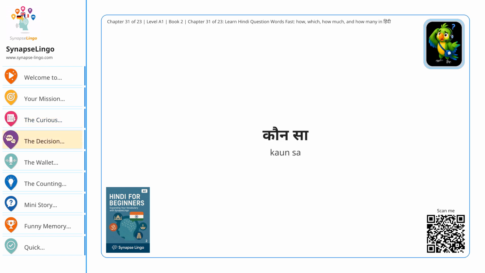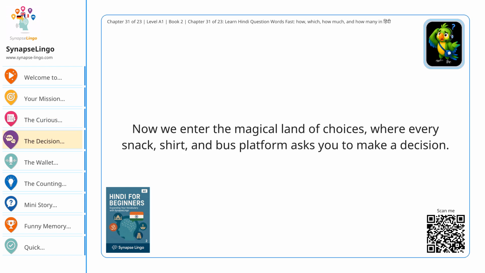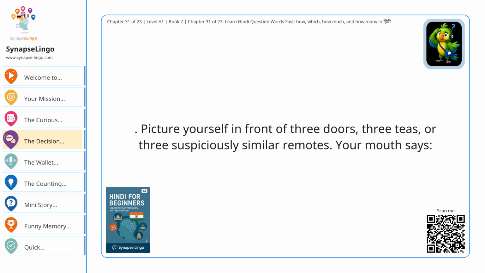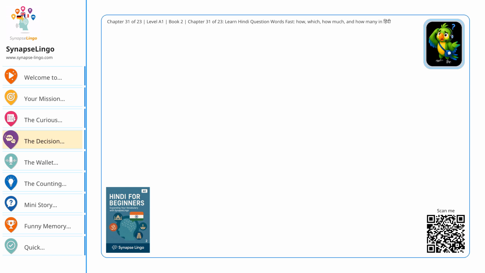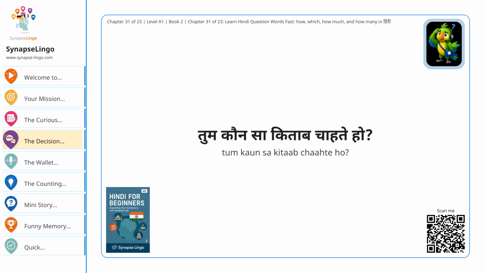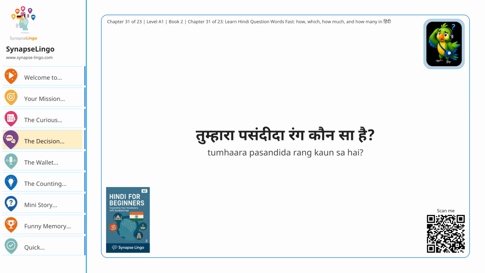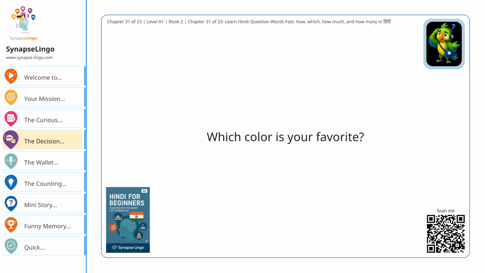The decision word. कौन सा? Now we enter the magical land of choices, where every snack, shirt, and bus platform asks you to make a decision. Which in Hindi is कौन सा? Picture yourself in front of 3 doors, 3 keys, or 3 suspiciously similar remotes. Your mouth says, कौन सा? Example. तुम कौन सा किताब चाहते हो? Which book do you want? Another one. कौन सा सही है? Which one is correct? And one more. तुम्हारा पसंदीदा रंग कौन सा है? Which color is your favorite?